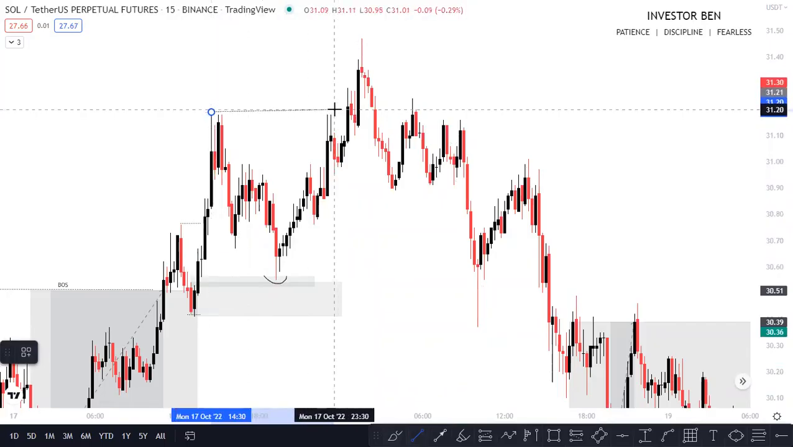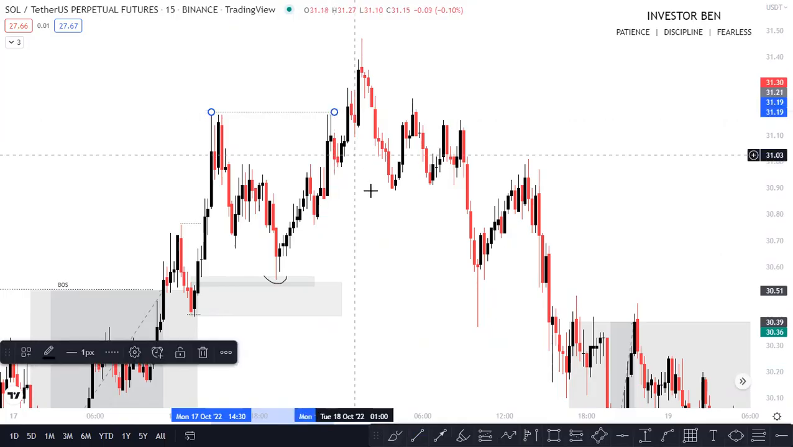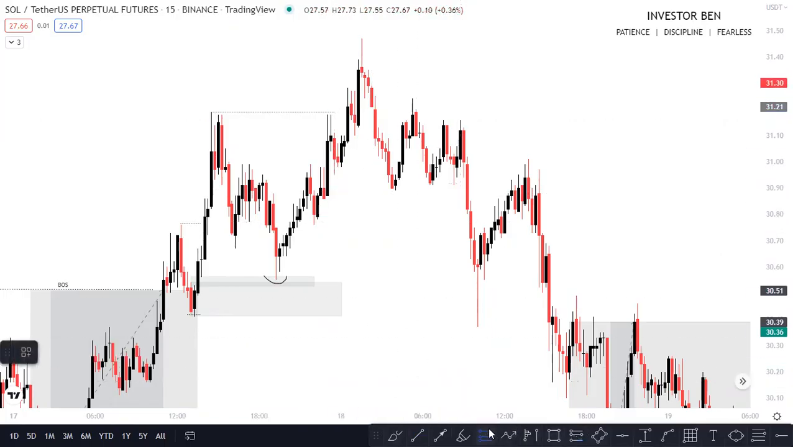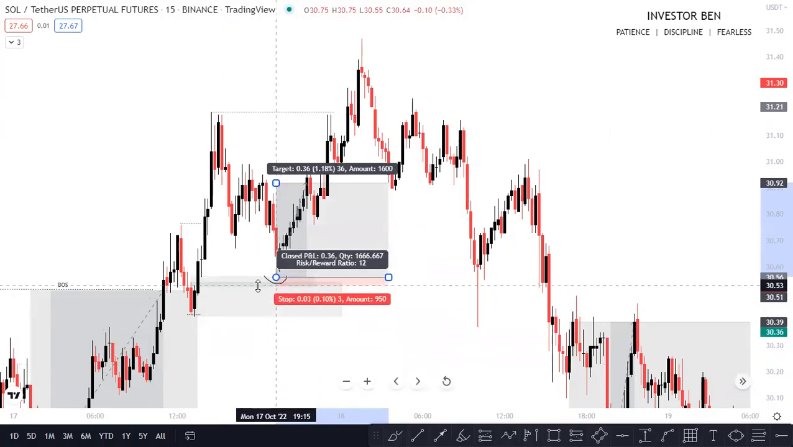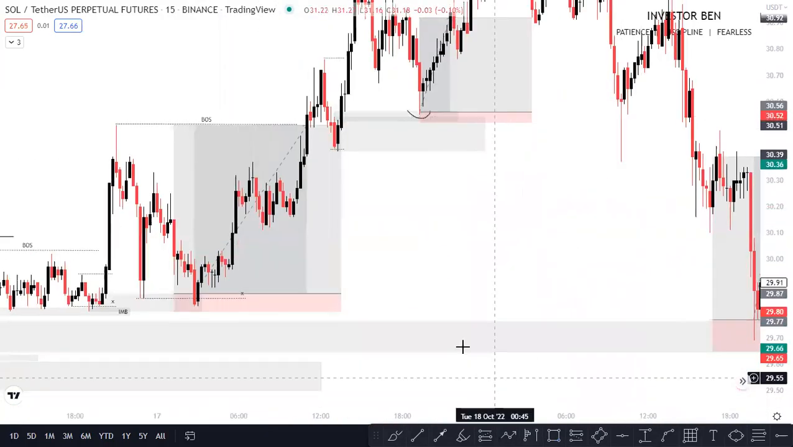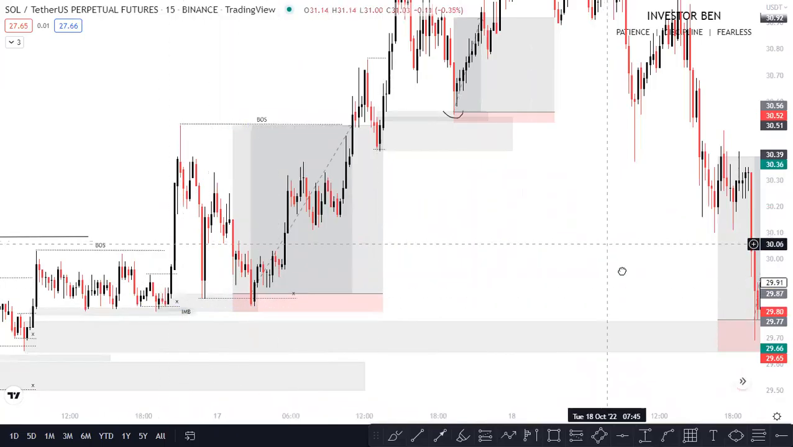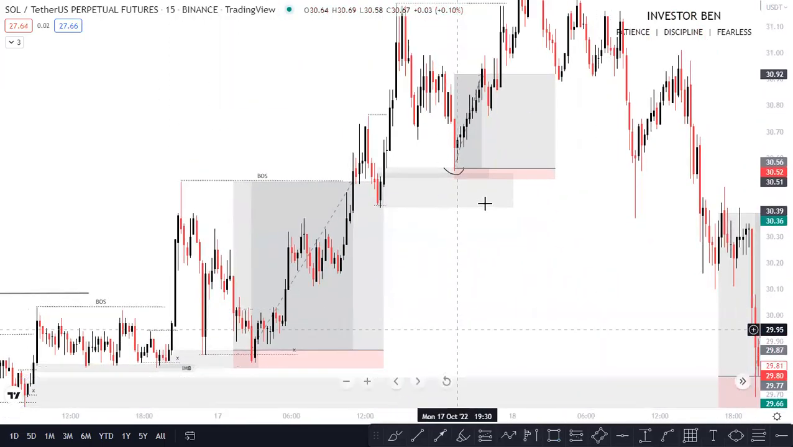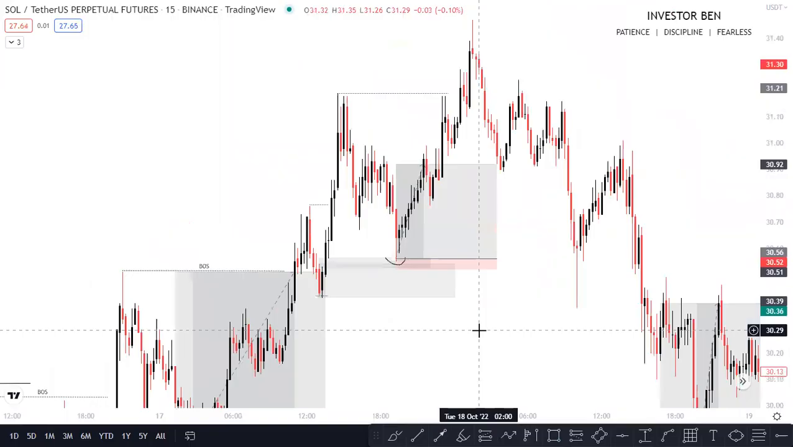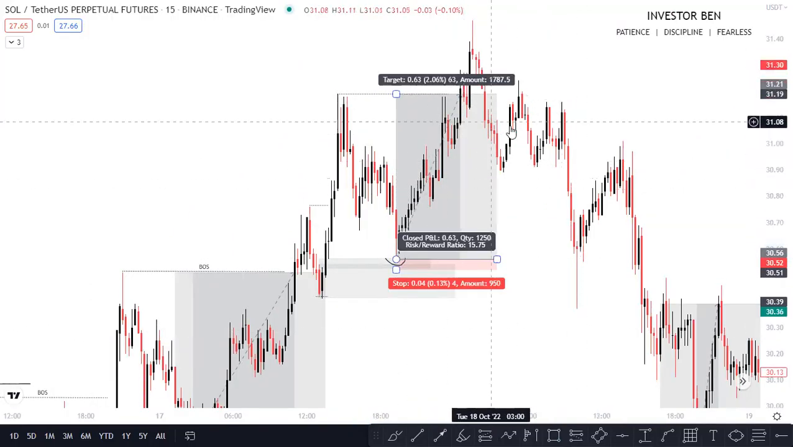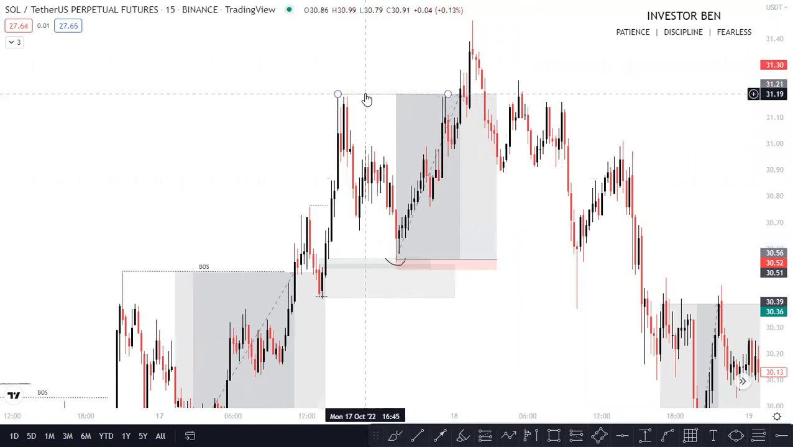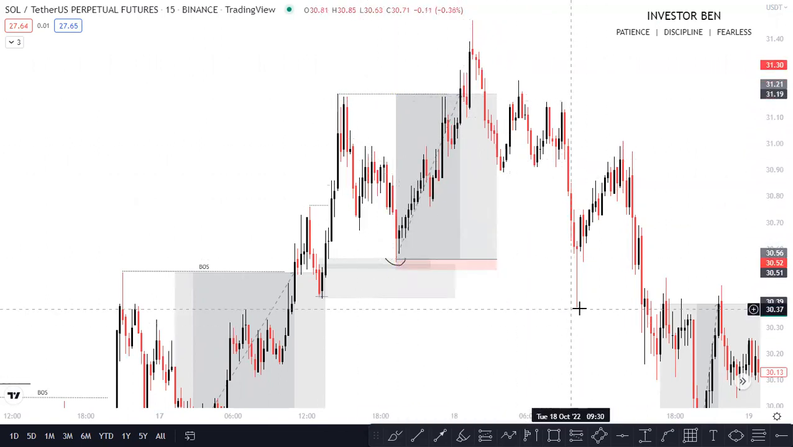So let's say you bought from this imbalance. Just like the previous one, you set your TP target at this low because you believe that price will come back to that low and then go to the upside. Your TP target will be this high, right? For a downtrend, your TP target will be at the lows.